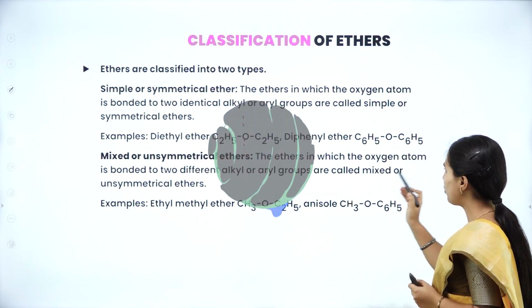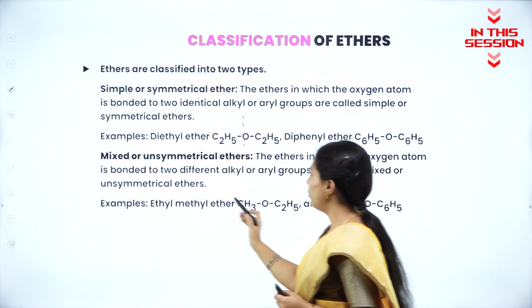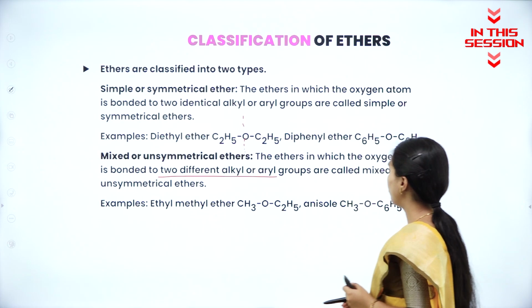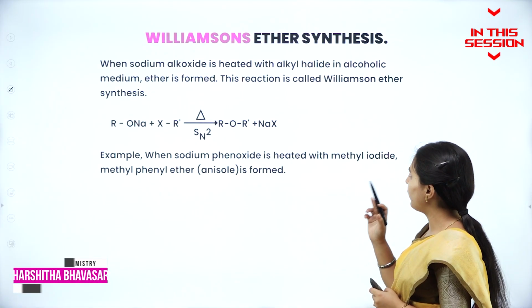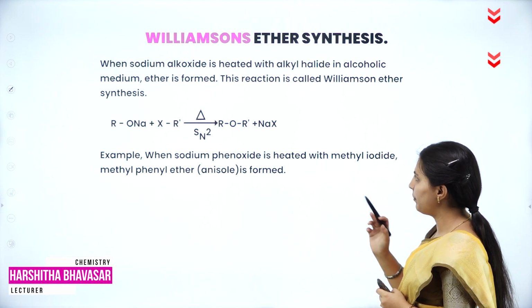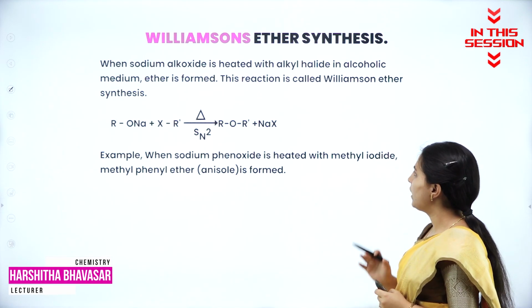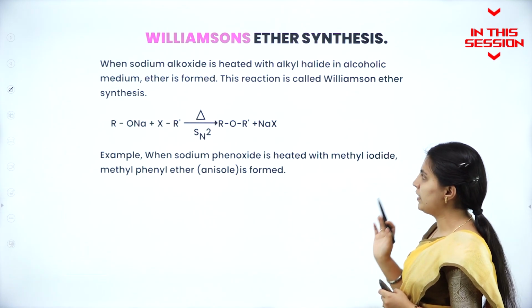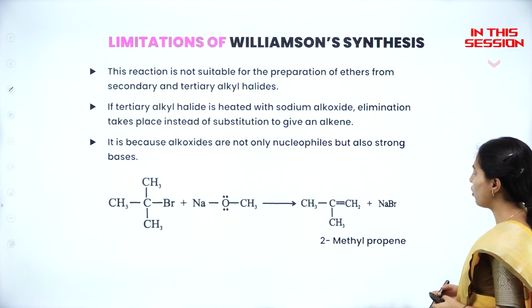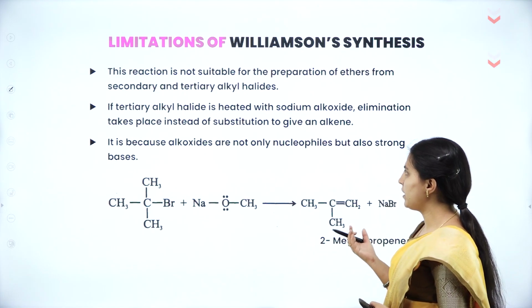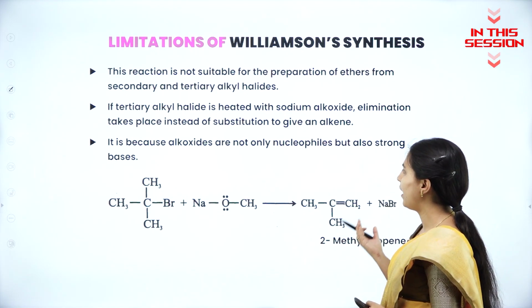The ethers in which the oxygen atom is bonded to two different alkyl or aryl groups are called mixed ethers. When sodium alkoxide is heated with alkyl halide in alcoholic medium, ether is formed. This reaction is called Williamson's synthesis. If tertiary alkyl halide is heated with sodium alkoxide, elimination takes place instead of substitution to give an alkene.